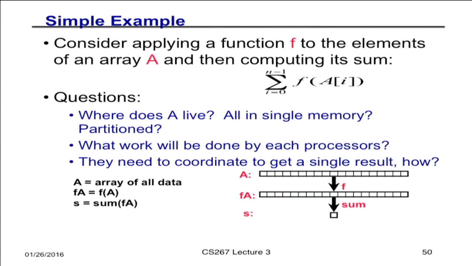Just to start with a simple example, let's assume that I've got an array A, just a one-dimensional array, and I want to apply some function to each one of the elements individually, and then I want to sum together the results of the application of that function. So the questions that come up are, where does A live? Is it all in one place? Did it get spread out somehow? What work is going to be done by each processor? And how are they going to coordinate to get a single answer out? Because if they're doing different pieces of the work, somehow they need to get together to compute one answer.